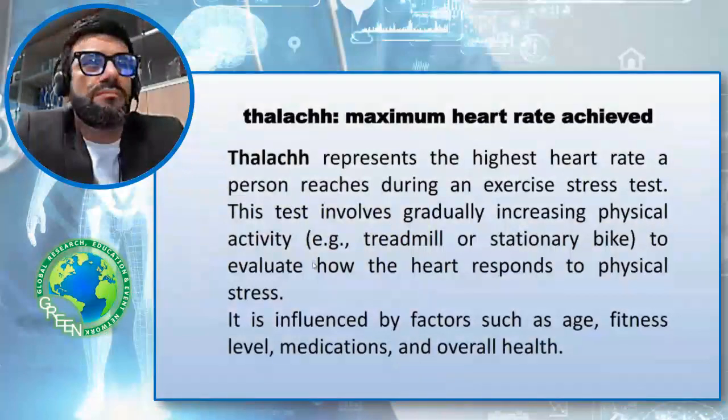About THALACH, it refers to the maximum heart rate achieved. This test involves gradually increasing physical activity, for example using a treadmill or a stationary bike, to evaluate how the heart responds to physical stress. It is influenced by factors such as age, fitness level, medication, and overall health.